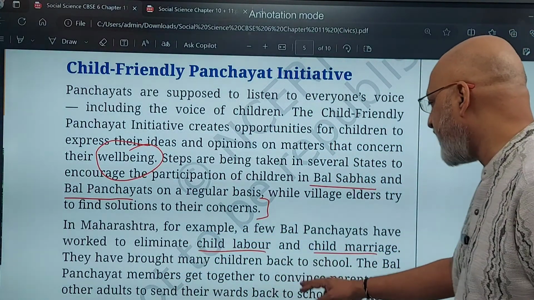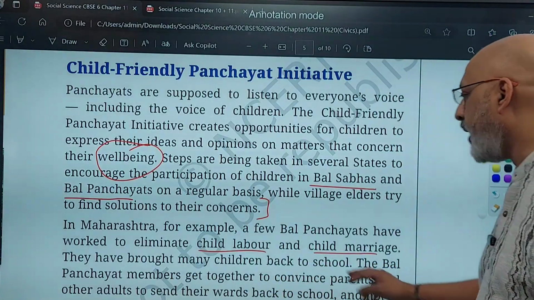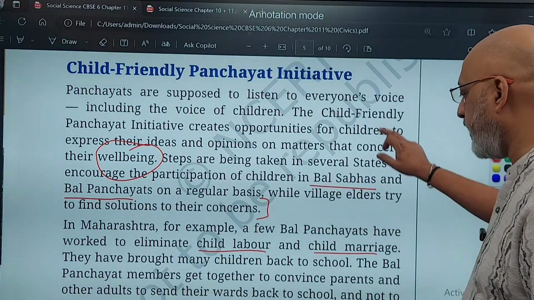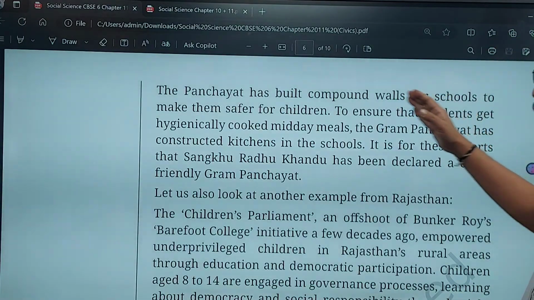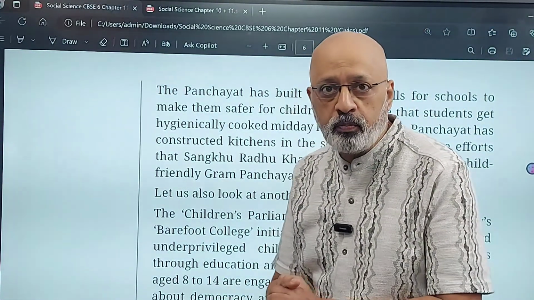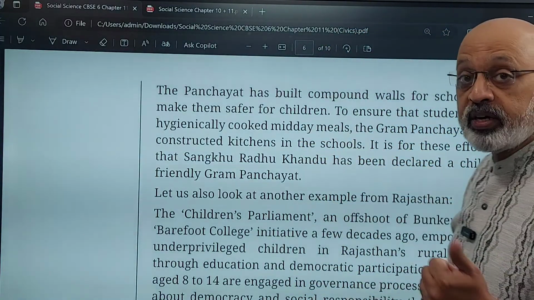The Bal Panchayat members get together to convince parents and other adults to send their wards back to school and not to arrange marriages for children, for girls who should be studying. Okay. So the Panchayat has built compound walls for schools to make them safer for children. Now that could have been one of the demands made by the children, the Bal Panchayat, to ensure that schools get hygienically prepared midday meal scheme.